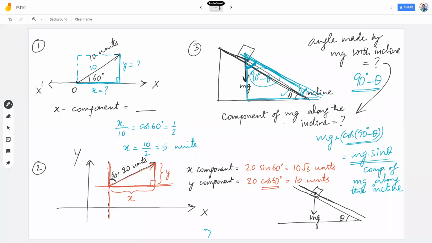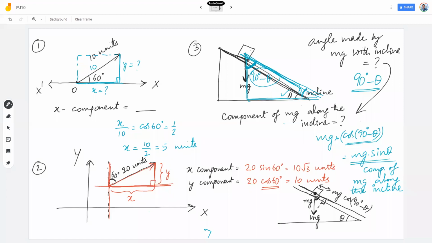I have to make sure that one end of mg is on the line. I have to make sure that a perpendicular is dropped from the other end to the line. How do I do that? From here, I have to drop a perpendicular. Perpendicular is drawn. Okay, good. Now this side is called the component of mg along the incline. How much will that be? This is mg. If this is theta, this angle is 90 degree minus theta. So this side will be adjacent to 90 degree minus theta, so it will be mg into cos of 90 degree minus theta.